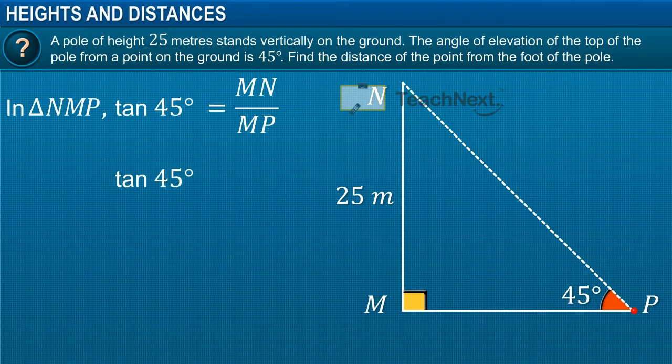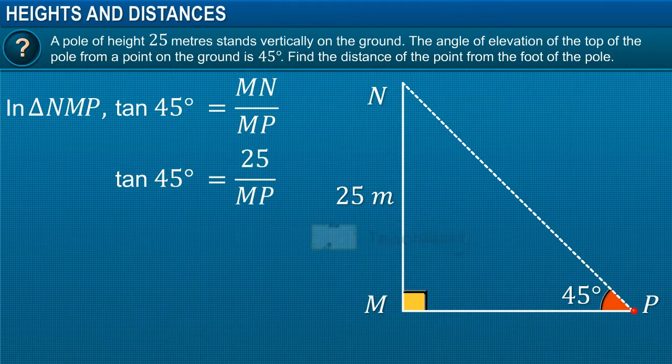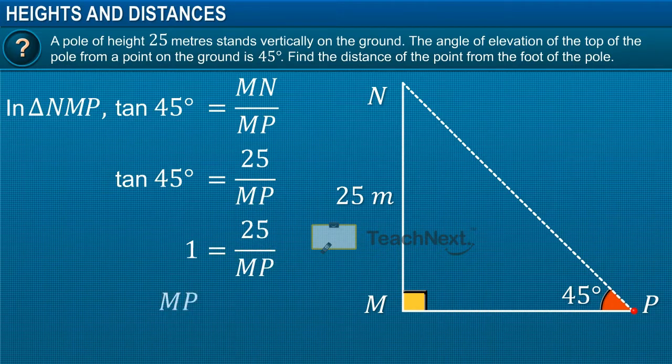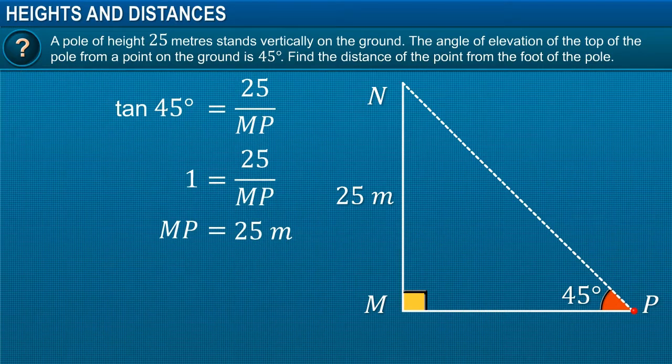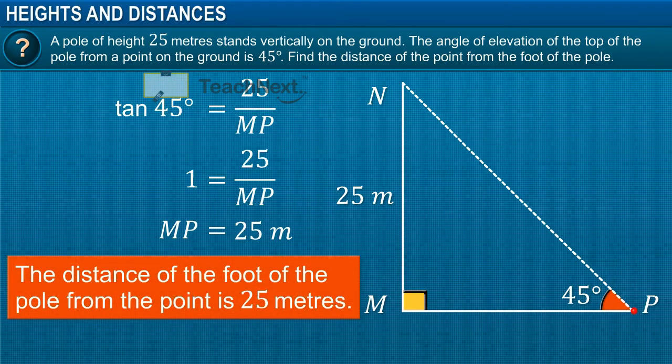Let's substitute the value of MN. MN is equal to 25 meters. The value of tan 45 degrees is equal to 1. Rearranging, we get the value of MP, that is, the distance of the foot of the pole from the point, is equal to 25 meters. Let's look at another example.